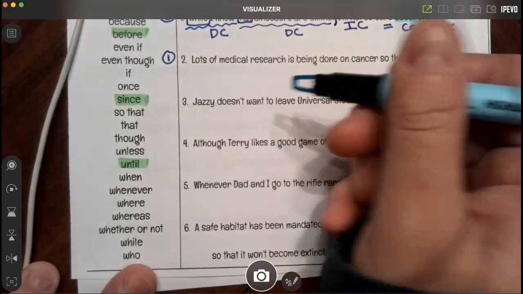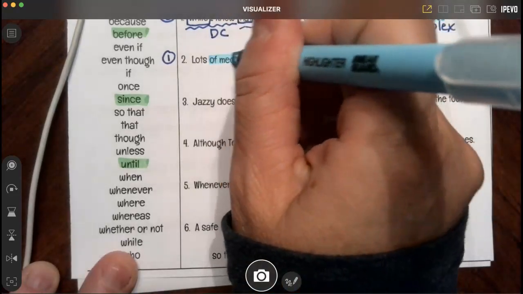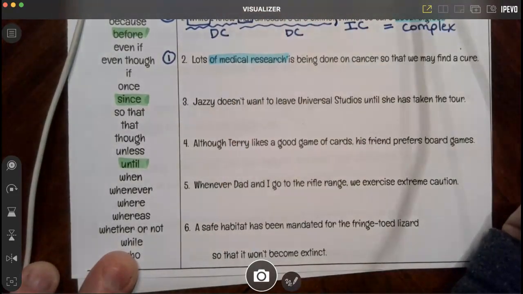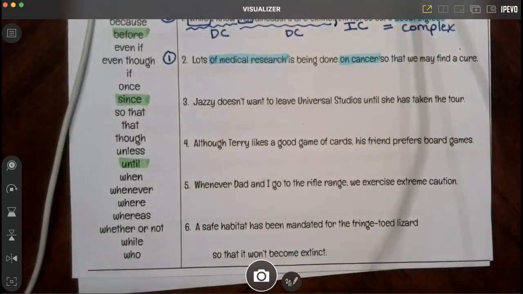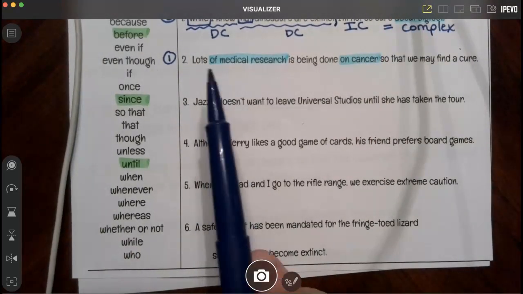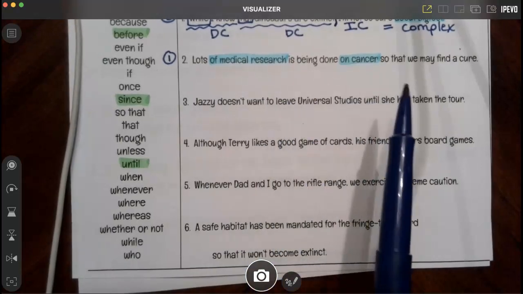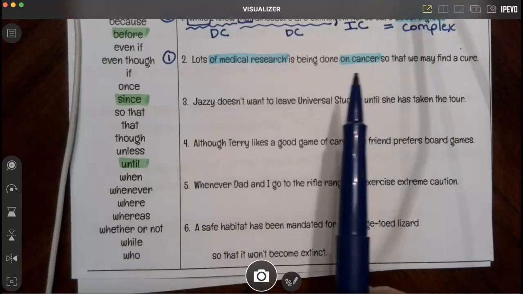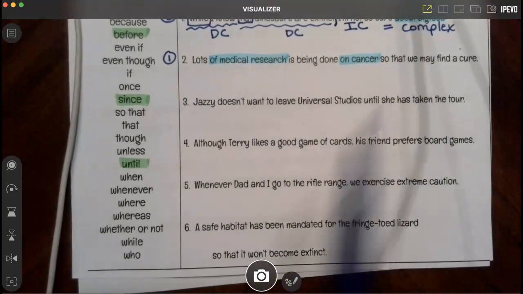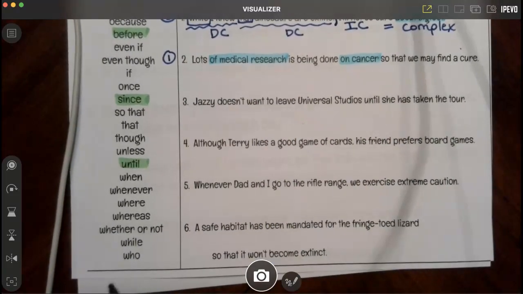All right, so I'm going to start with my prepositional phrases: of medical research and on cancer. When I get rid of those, I'm left with "lots is being done so that we may find a cure." Now I don't see a comma in here, so that means I've got to look towards the second part of the sentence to look for my subordinating conjunction.